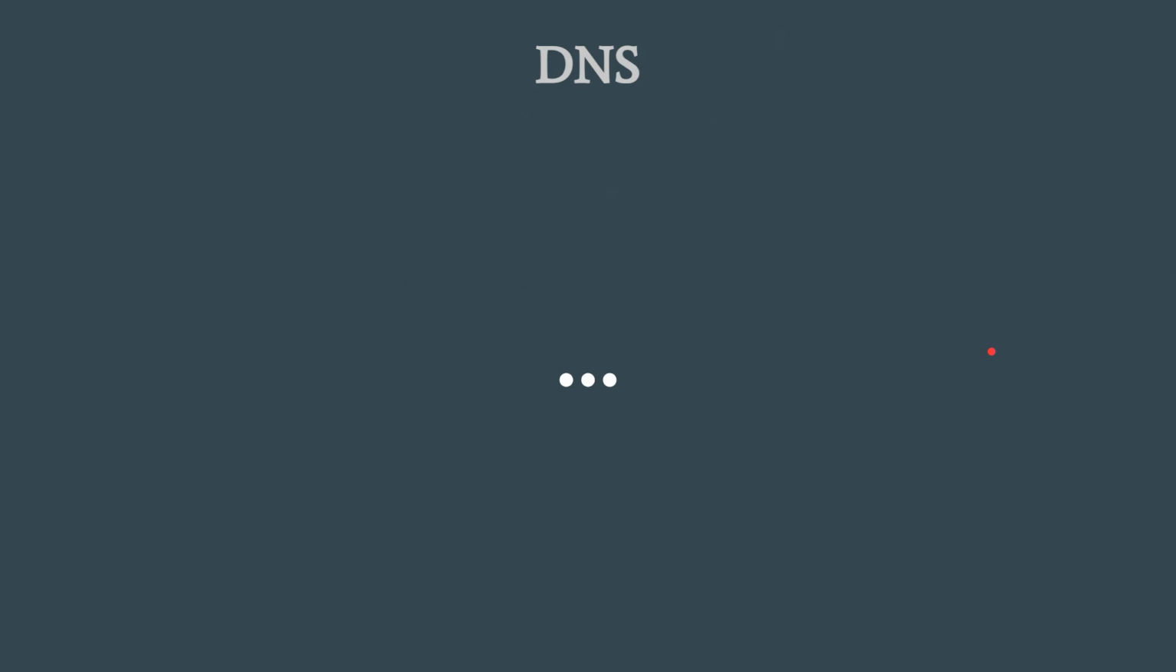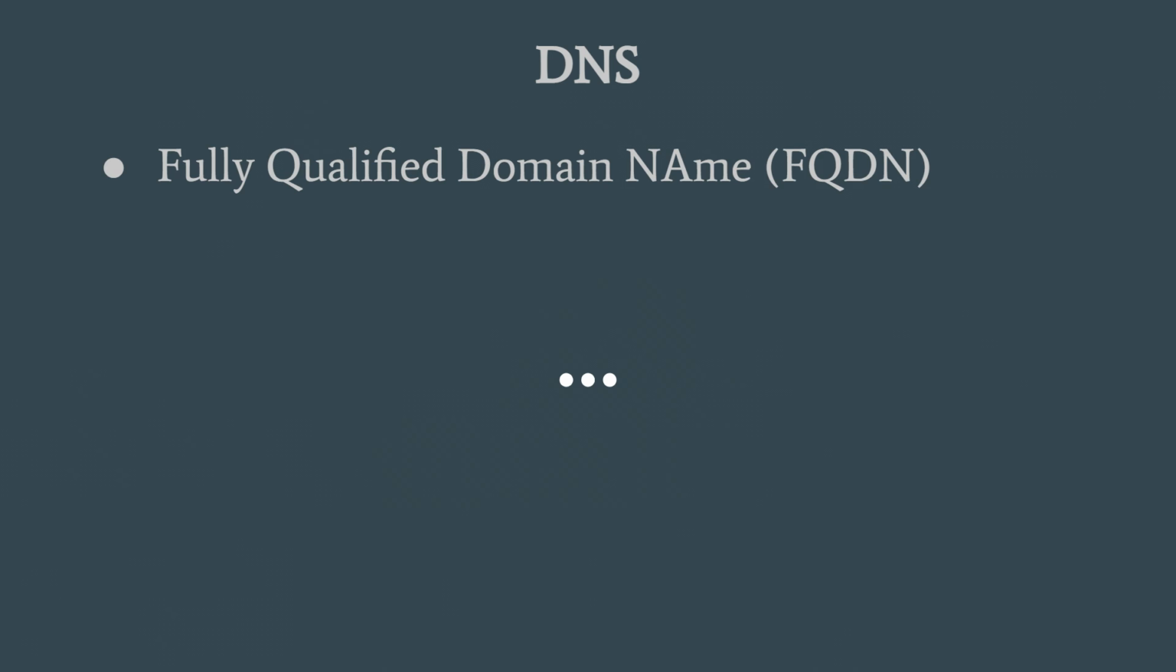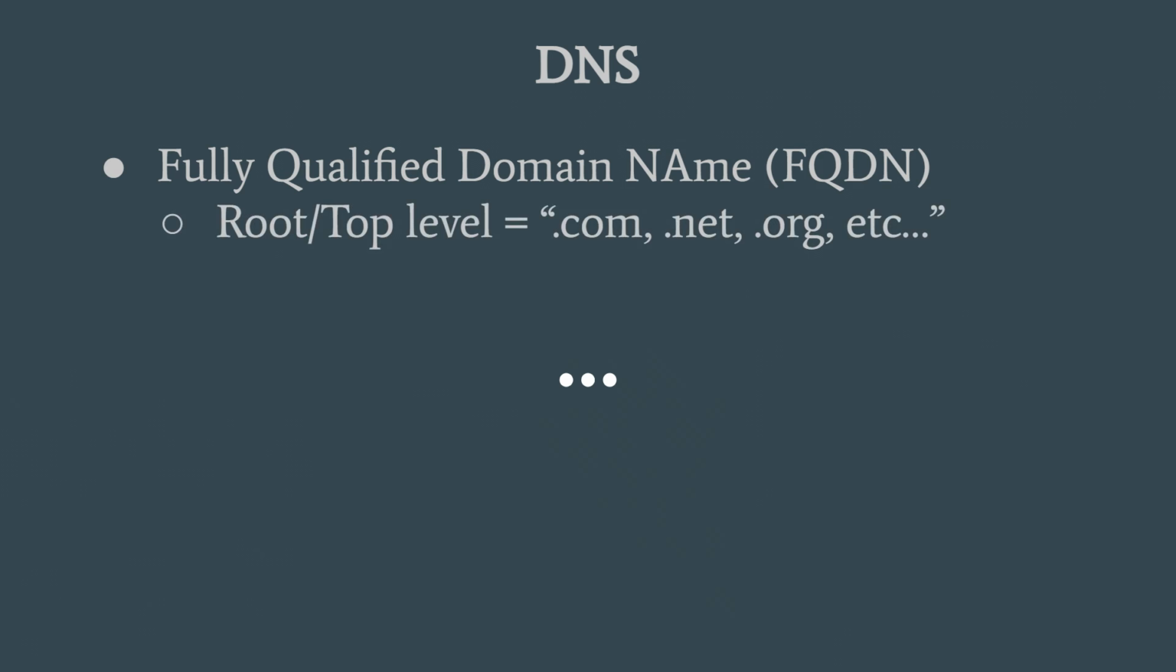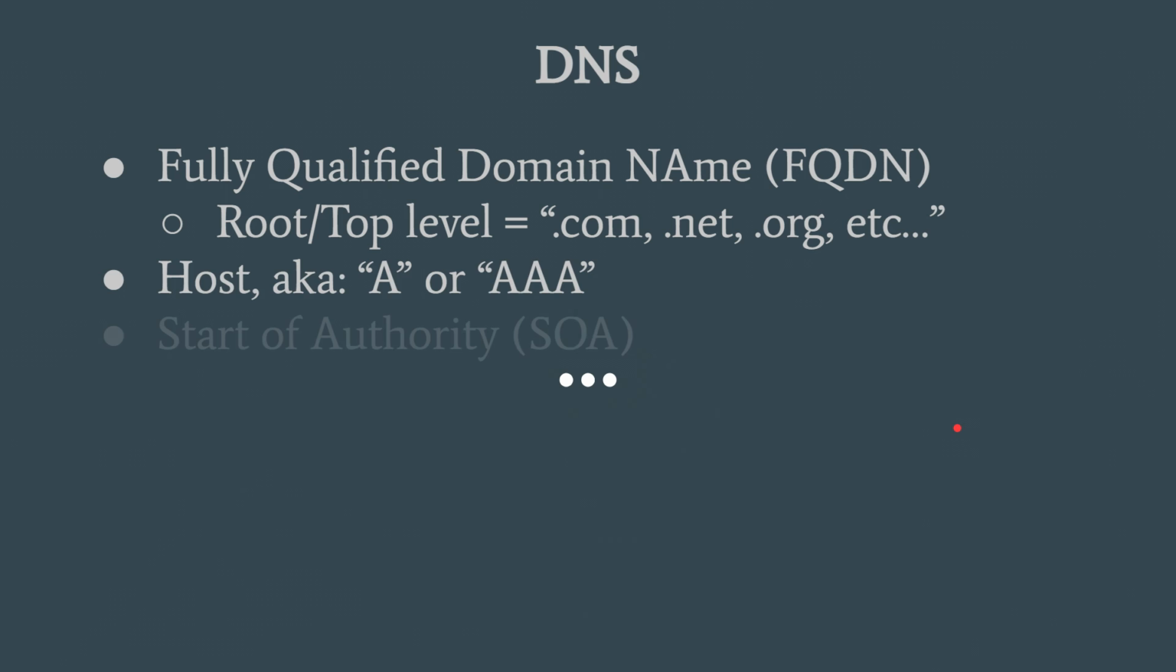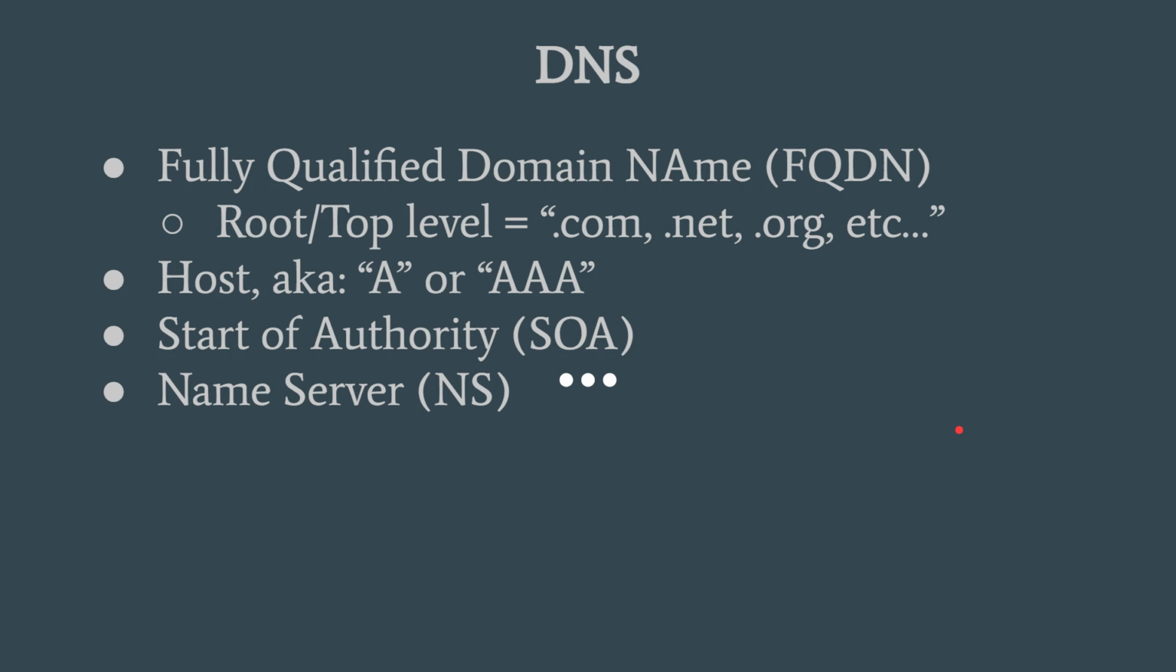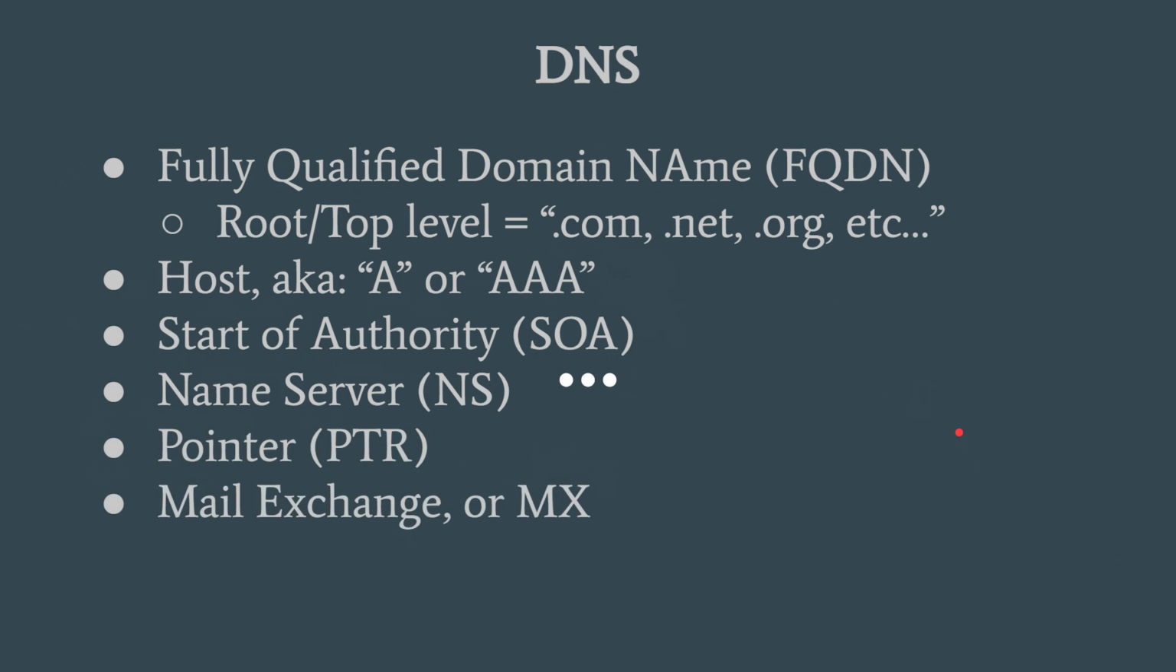The domain name system has the following characteristics: a fully qualified domain name, the root or top level being the .com or the .net, etc., the second level domains being the name of the site. For example, if you had Amazon, that would be the second level domain, or Microsoft.com, you'd have Microsoft being the second level domain and the .com being the top level domain. A subdomain, of course, would be something like books.amazon.com. The books part would be the subdomain. The host, start of authority, name server, pointers, mail exchange, and certificate authority.